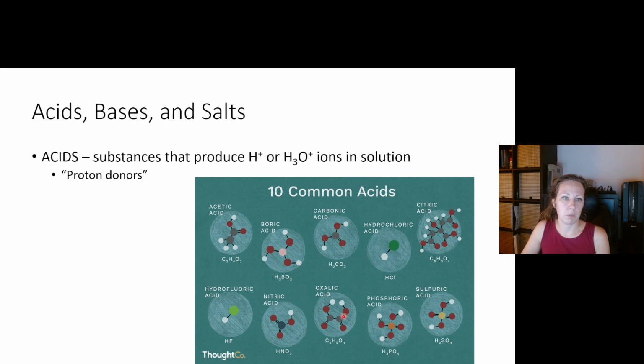So here are examples of common acids, and you see on all of these, they have extra hydrogens in there. All of them have hydrogens. Now, just because something has hydrogen in it, does that make it an acid? No. Those hydrogens have to be able to easily break off as hydrogen ions, but it is a good indicator.